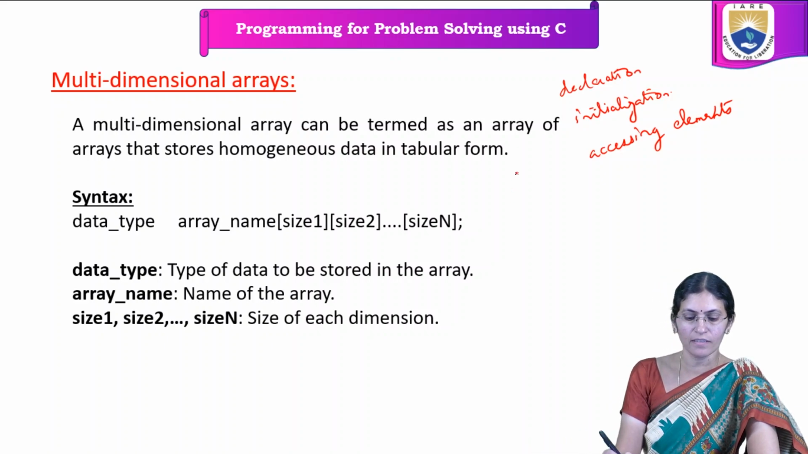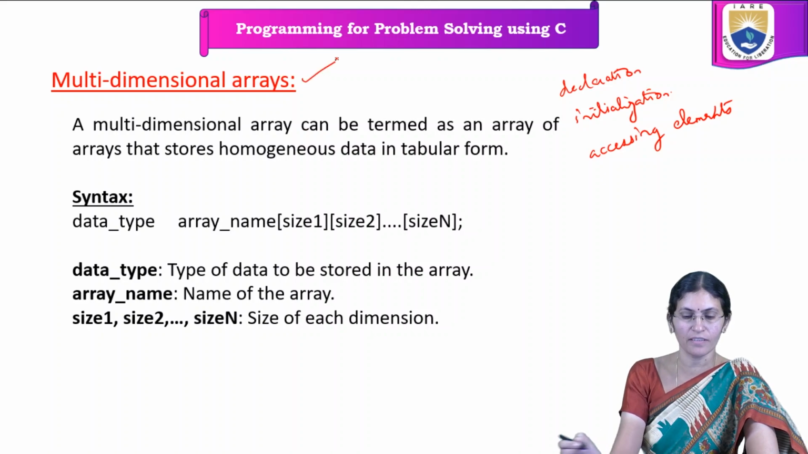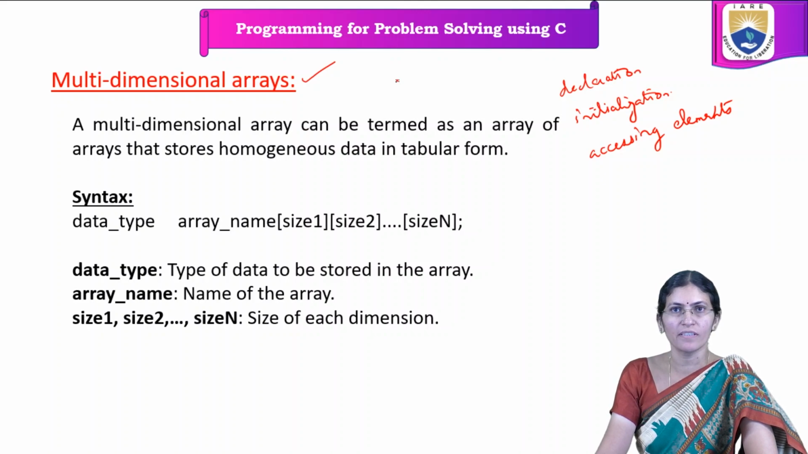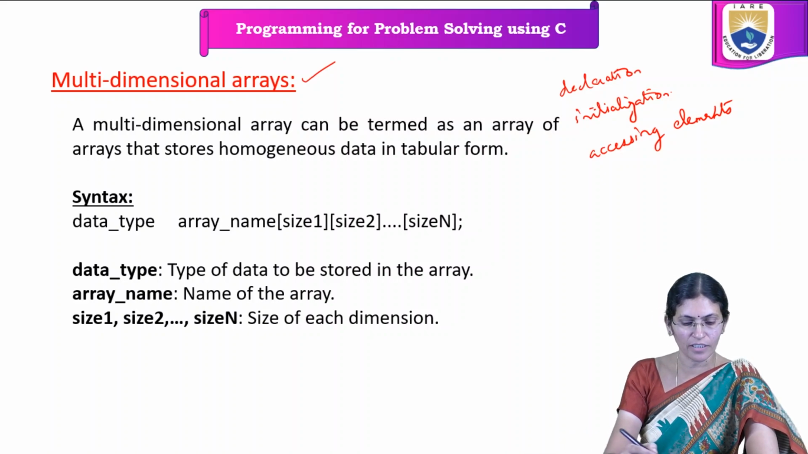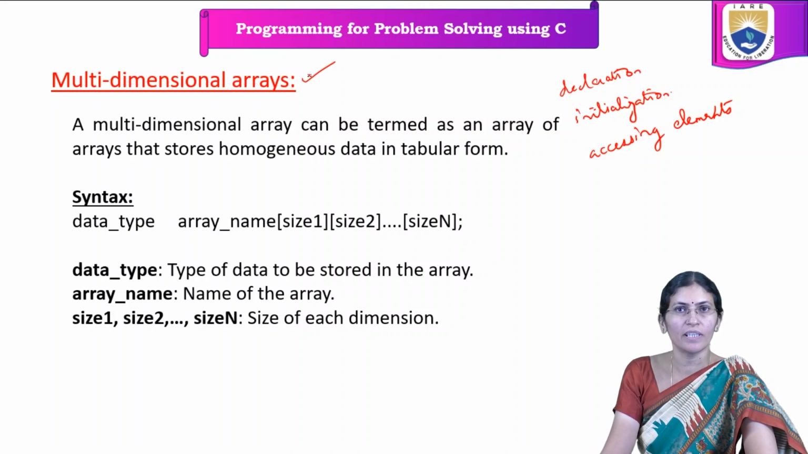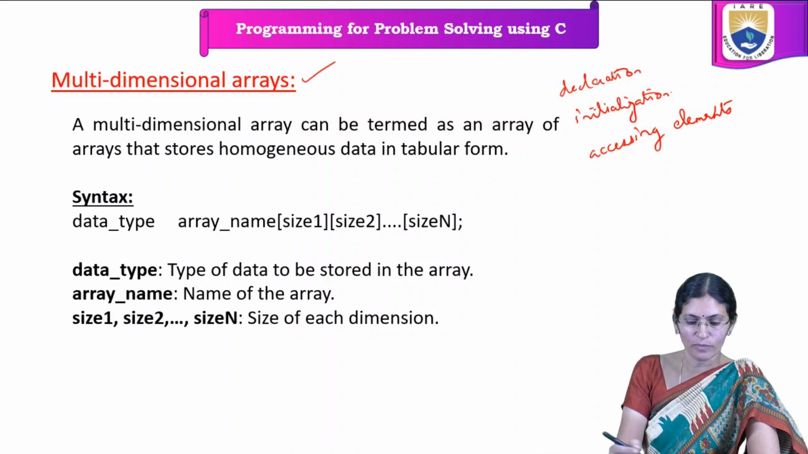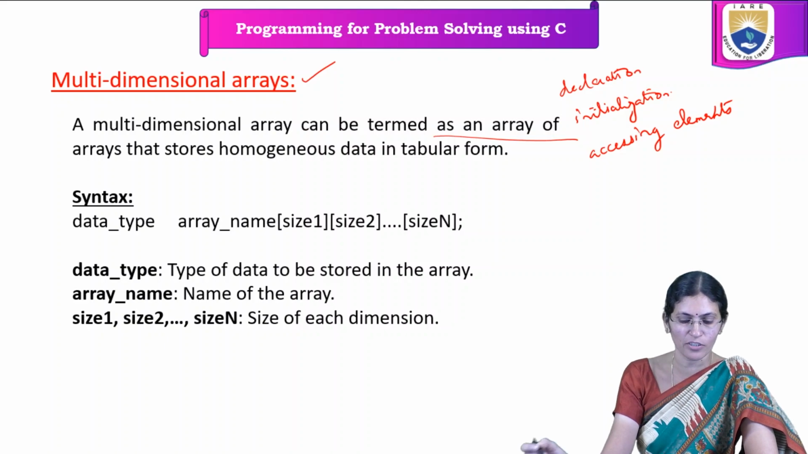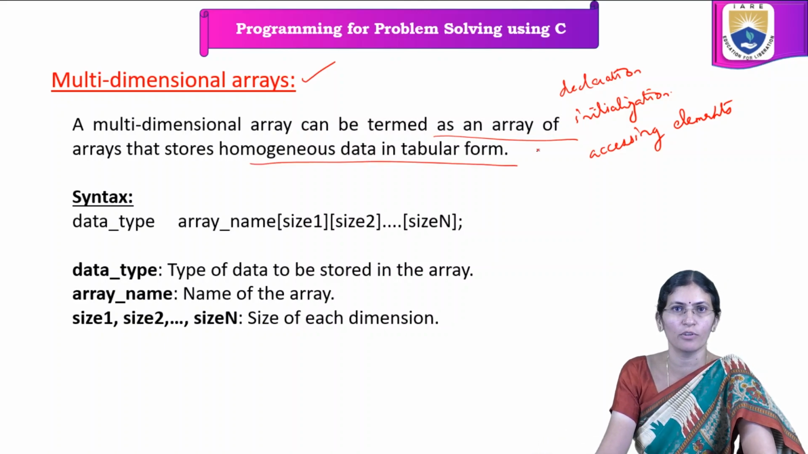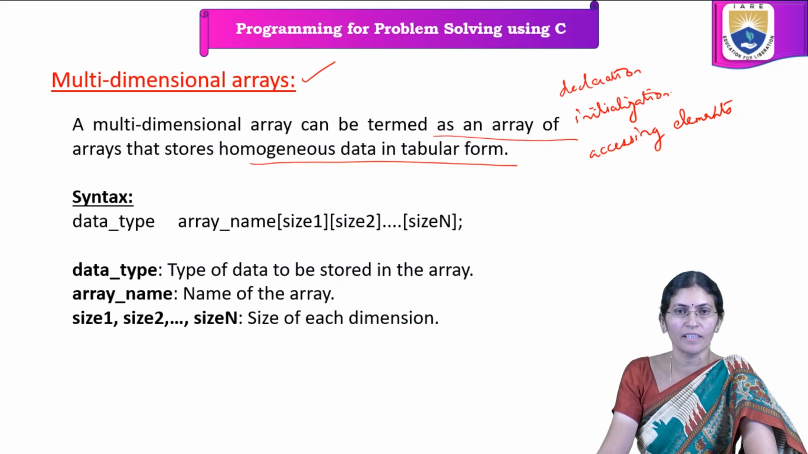First, let us discuss once again what an array is. An array is a collection of homogeneous data, and this data is stored in contiguous memory locations. The similar concept of arrays can be extended to multidimensional arrays. Here, instead of one dimension as in single dimensional arrays, we have more than one dimension. A multidimensional array can be referred to as an array of arrays which stores homogeneous data in tabular form. Here we can see the syntax for this.